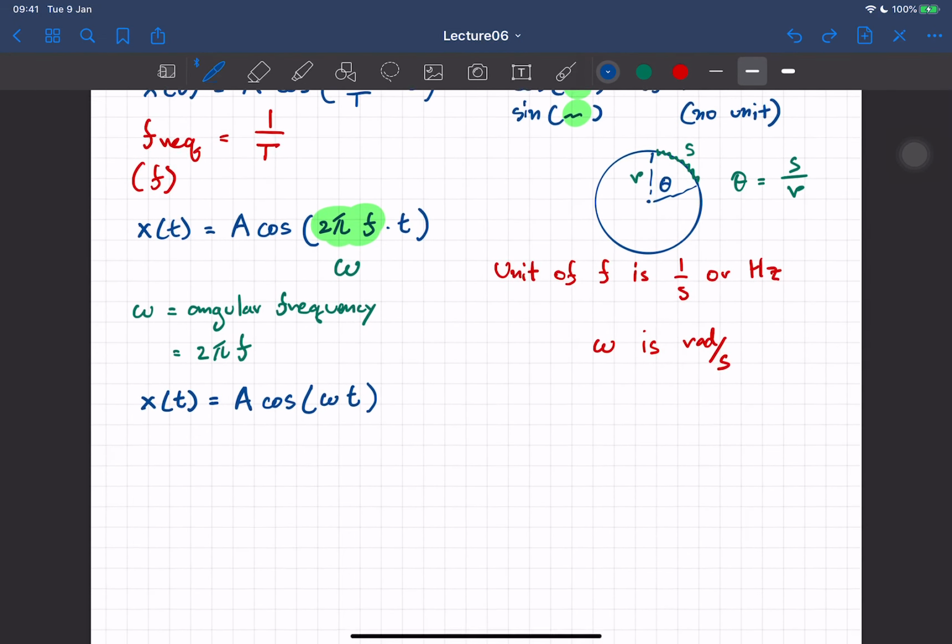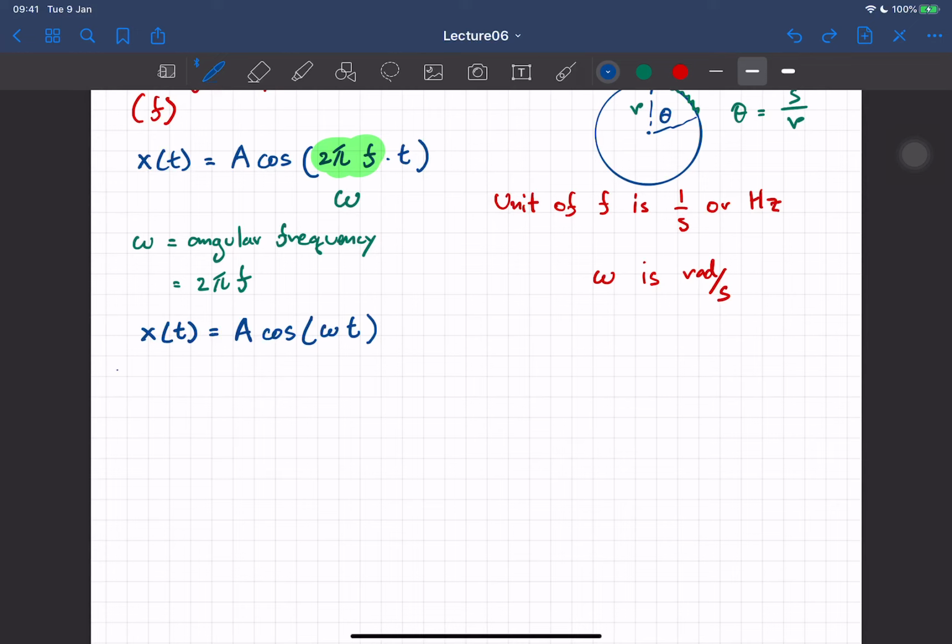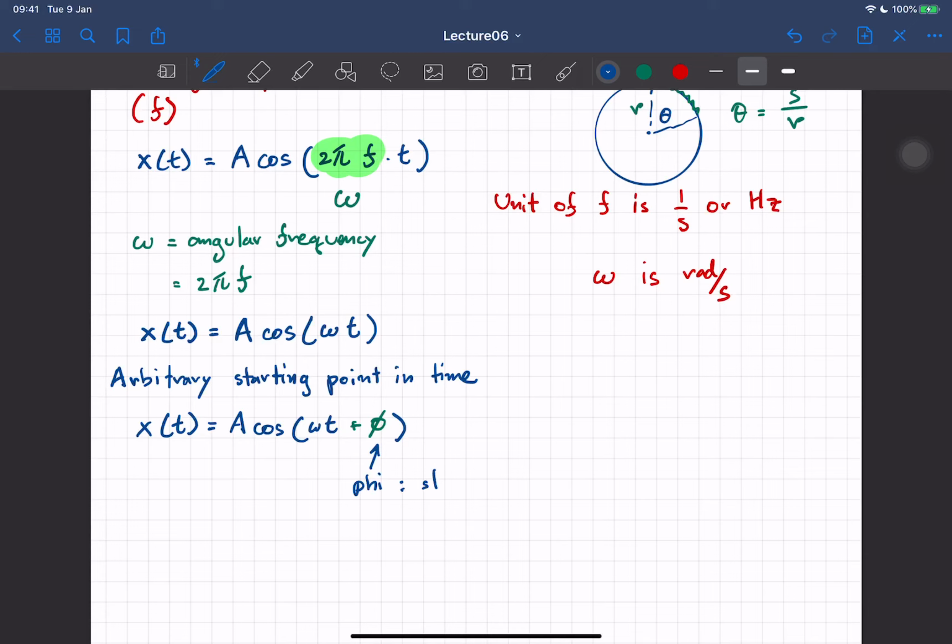And in terms of the function here, it's going to appear in the form of an arbitrary starting point in time. So that means we have to add what we call the initial starting point. We're going to do that by introducing this variable, which is phi. It's a circle with a line going through it. Right, so this is called phi. And in physics, we call this the starting phase angle. Starting phase angle phi here.